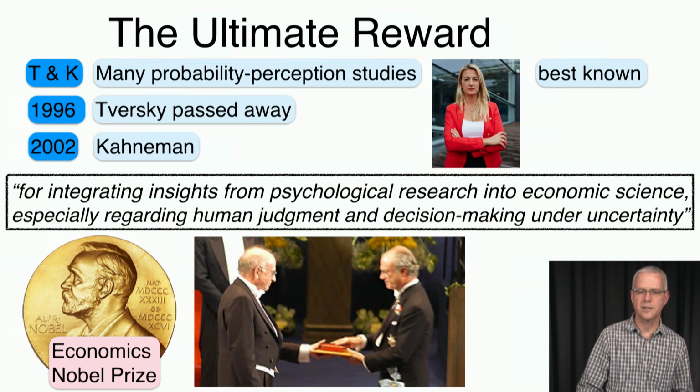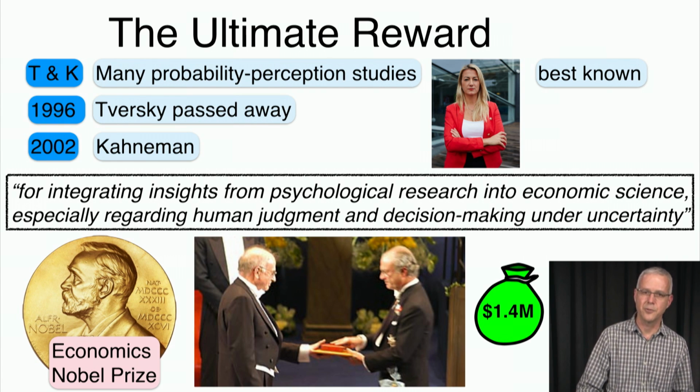And here he is getting the Nobel Prize. And just in case you're curious, no, the award was not $64,000, but in fact the Nobel Prize comes with $1.4 million, although he did share it with another person.